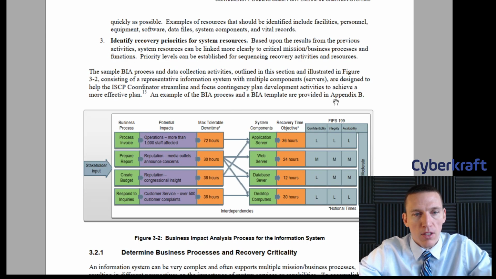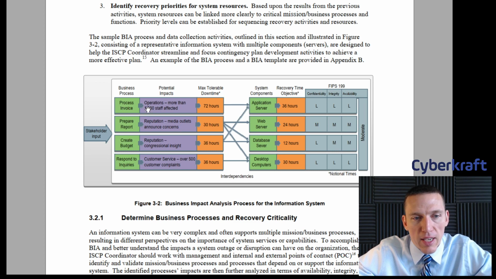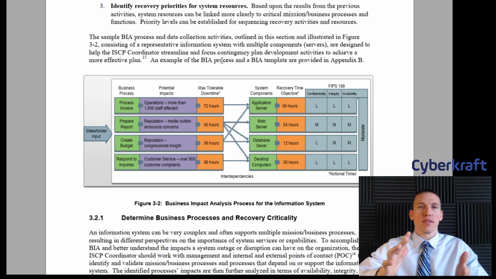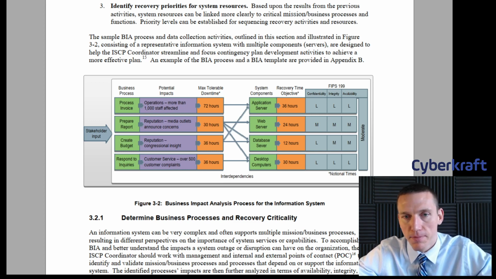Okay. So here we have a sample BIA process. We have a business process here. Okay. There's different business processes: process invoice, prepare report, create budget, respond to inquiries. So the invoice process has a maximum tolerable downtime. The maximum time that process can be put offline of 72 hours. Okay. Its potential impacts would be about 1,000 staff. Zoom in a little.